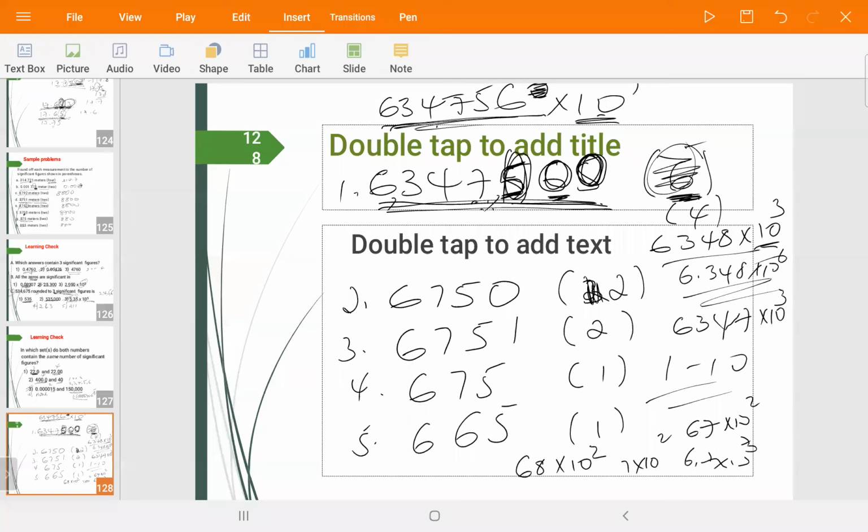7 times 10 to the power of 2. Excellent.